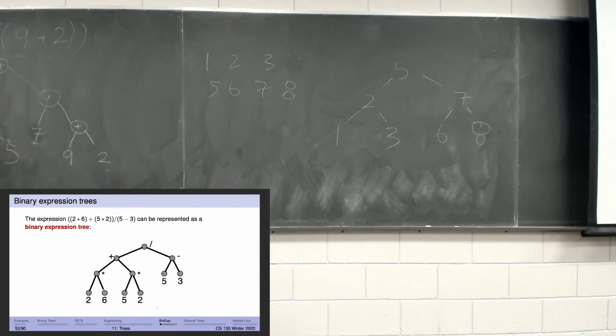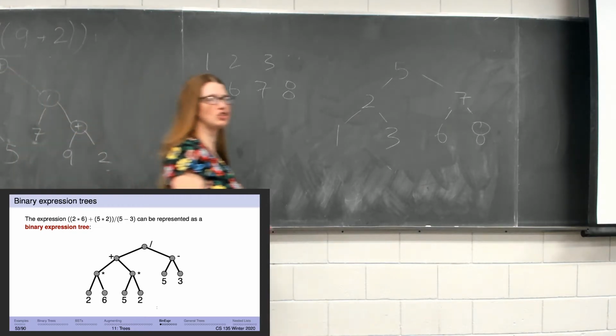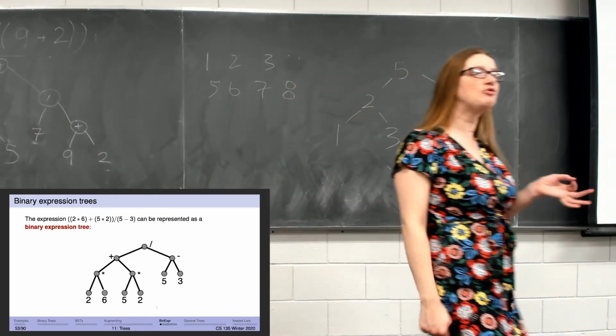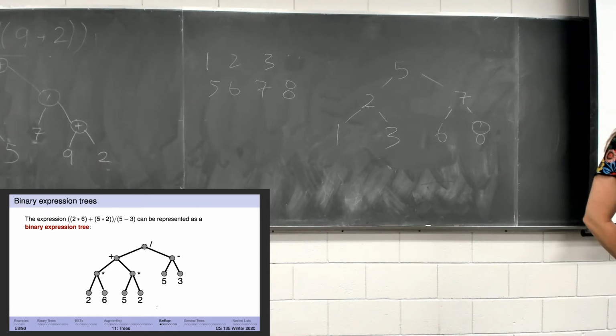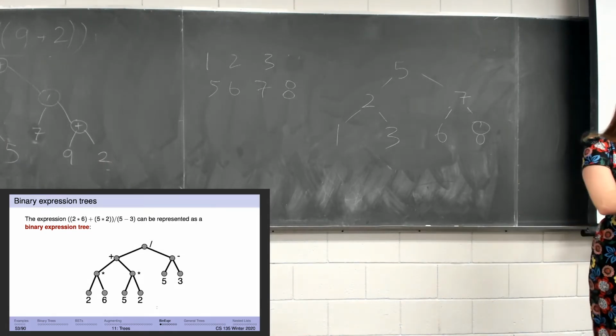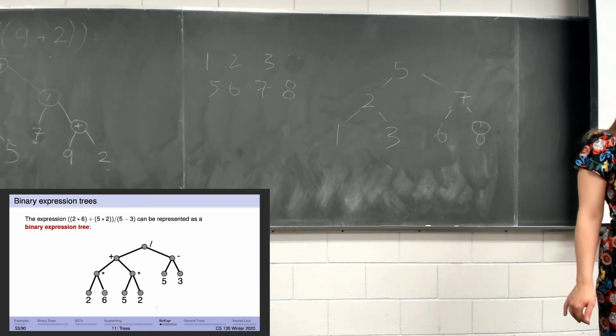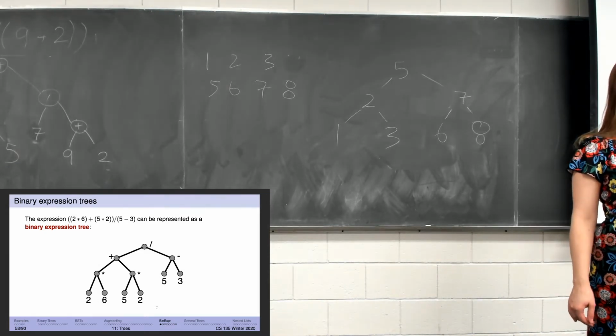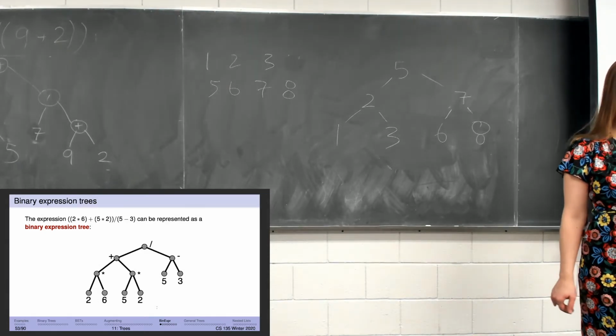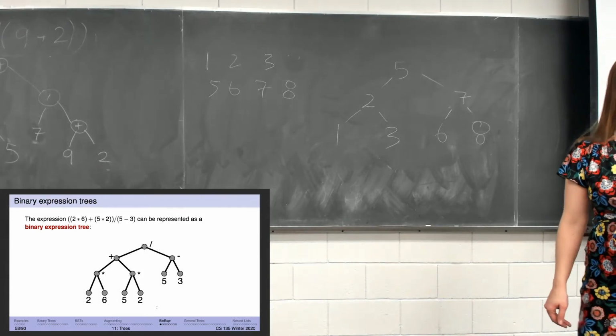There we go. Now, one of the things I want to point out to you is that I've drawn the binary expression tree a little bit differently from how they've drawn it in the notes. And there's a reason for this. It's because there's a pretty big difference between the internal nodes in this tree and the leaves in this tree. Internal nodes are all operators. Leaves are all numbers.